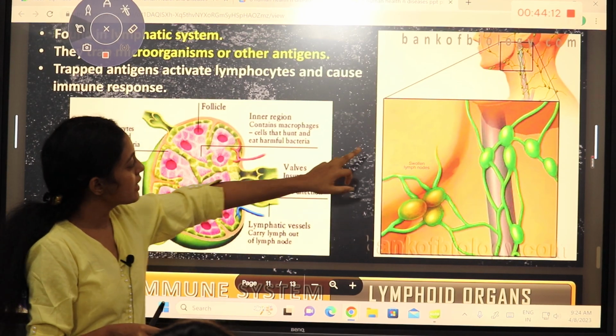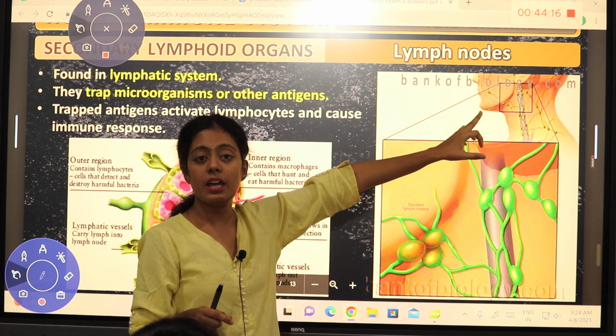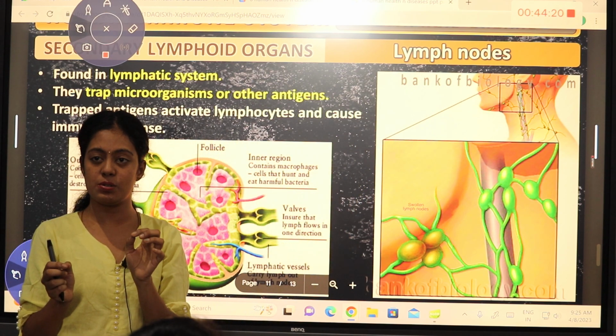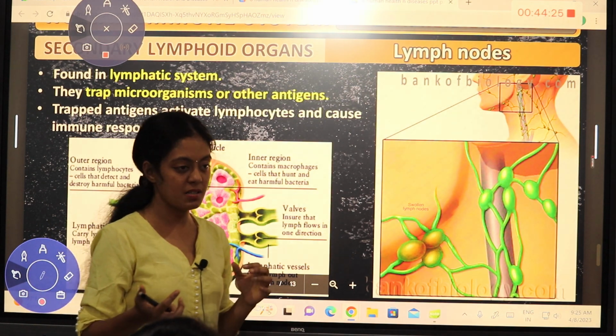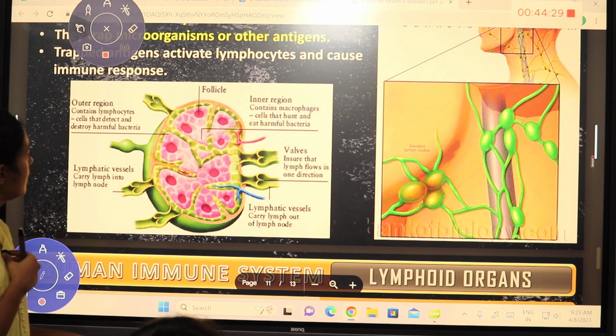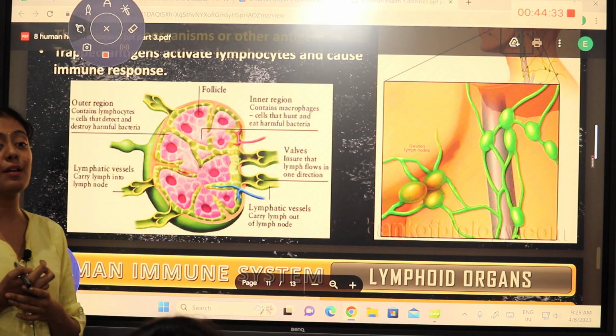Okay. So here in this picture you can see the lymphatic vessels. These lymphatic vessels join to form the lymph nodes. The lymph nodes later will form the lymphoid organs. So this is how a lymph node looks. It has a follicle, an inner region, an outer region, and it will have a lymphatic vessel.